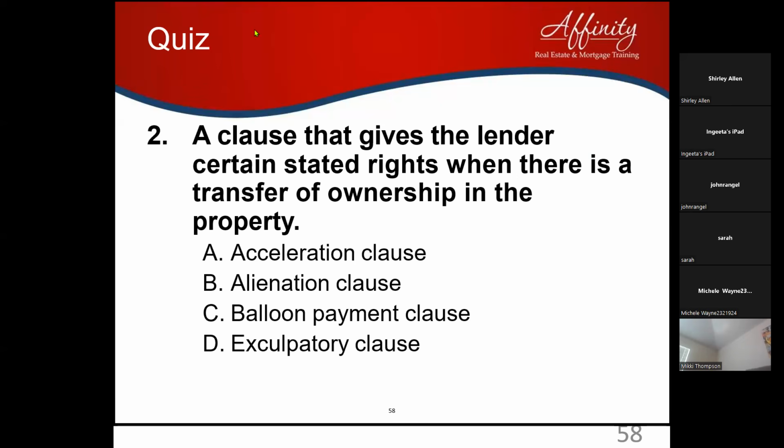Okay. Number 2, a clause that gives the lender certain stated rights when there is a transfer of ownership. What is that called? Post it in the chat. What clause is that one? Transfer of ownership.